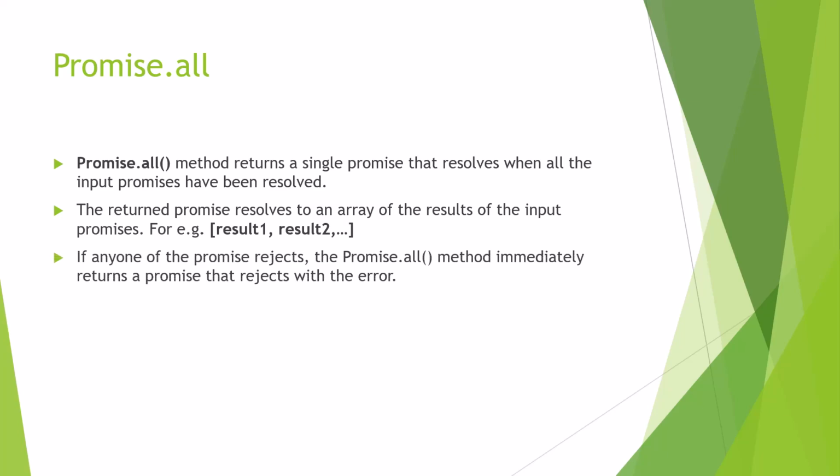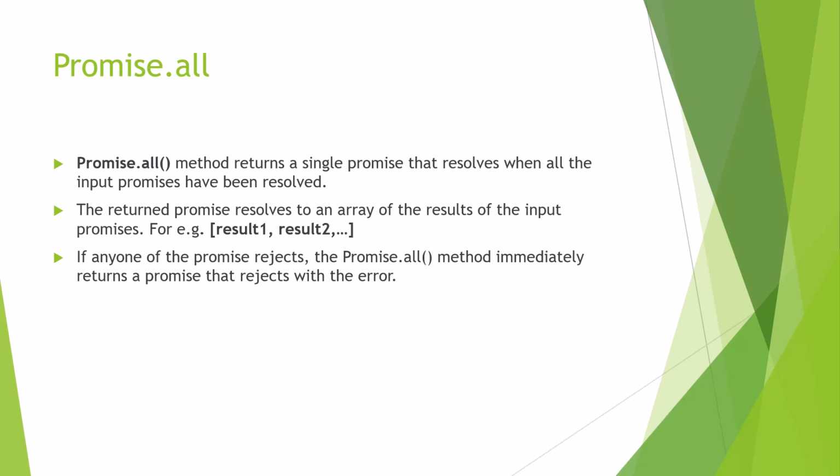And if any one of the promises rejects, so let's say you're making two API calls and the first one is rejected, then the Promise.all method immediately returns a promise that rejects with the error. It doesn't bother about the other promises to finish, because one of the promises has returned an error or a rejection. So that's how Promise.all works.